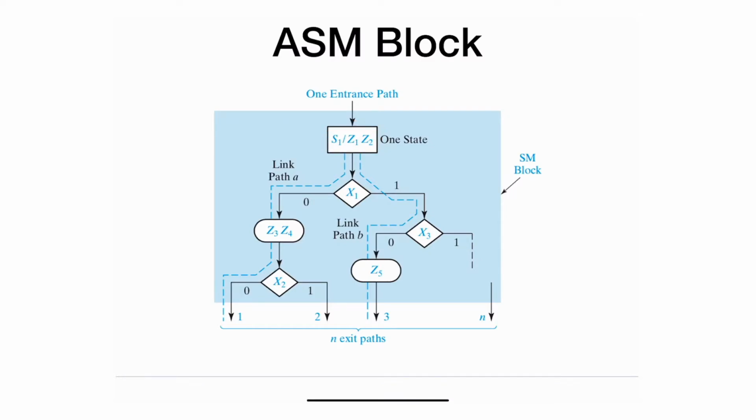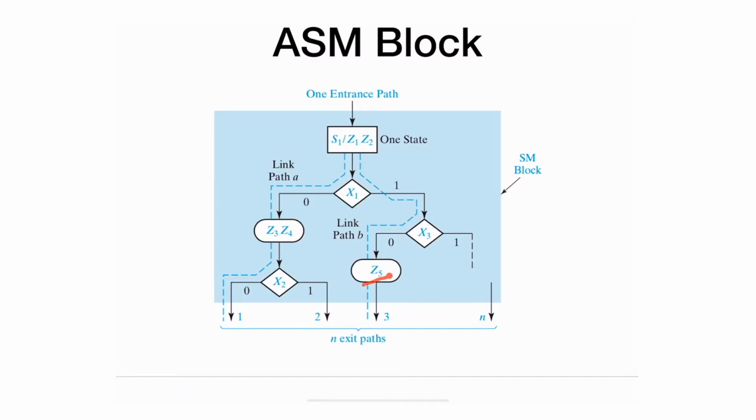From there, I have a conditional or decision box asking me: is X1 asserted or not? If it is asserted, you go that way. If it's not asserted, you go this way. If it's asserted, I get another decision box asking: is X3 asserted or not? If it's asserted, you do certain things, not shown completely here. But if it's not asserted, you have a conditional output box, which is a Mealy output. The Mealy output here is Z5.